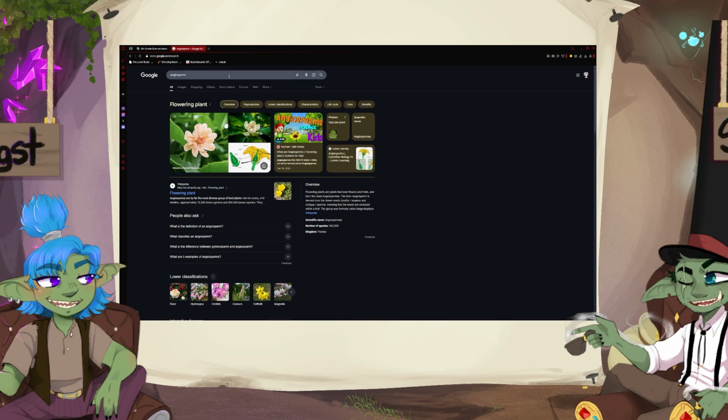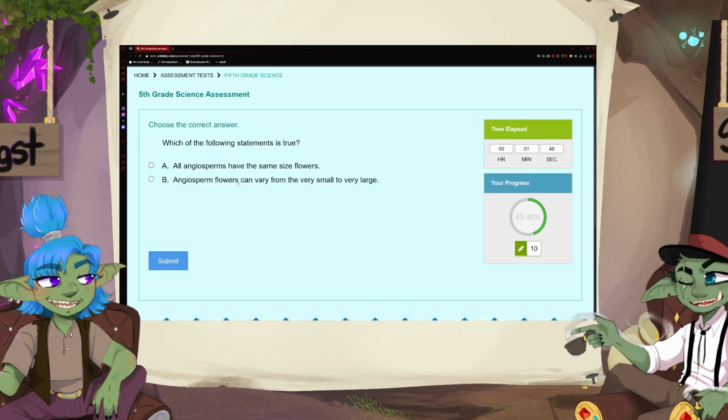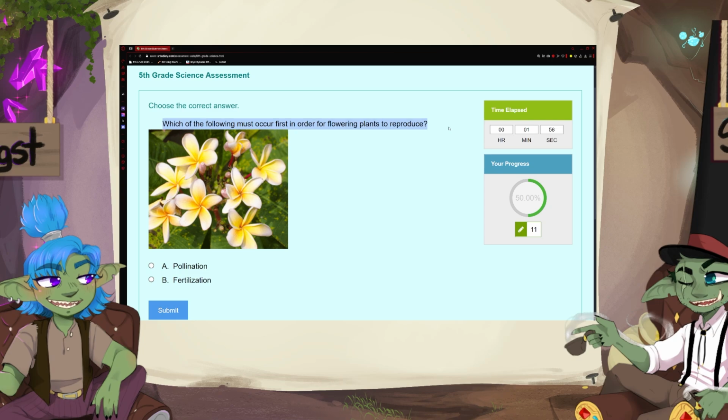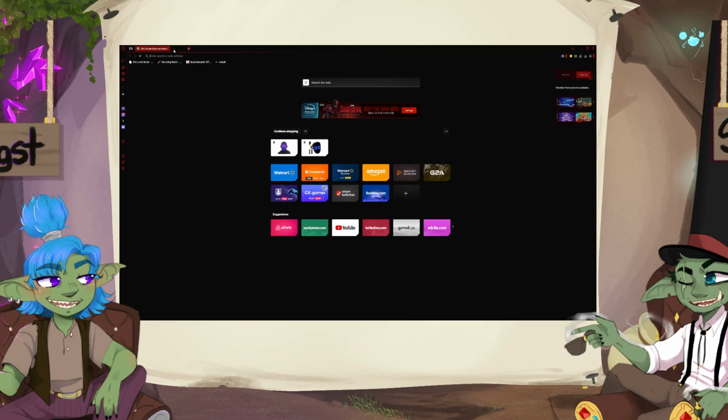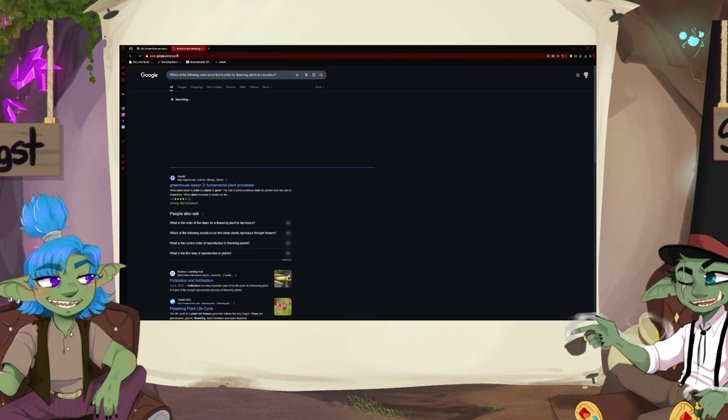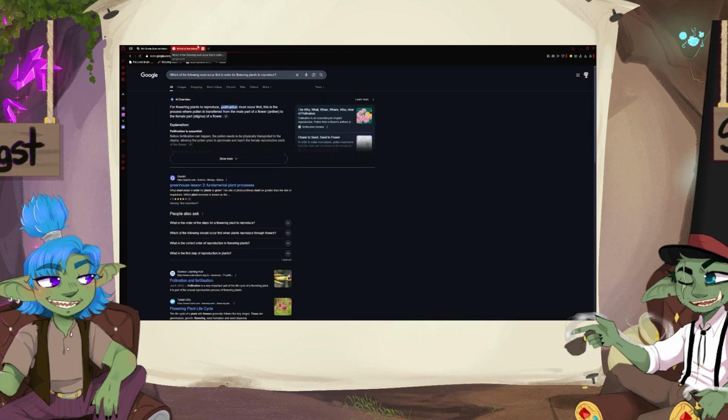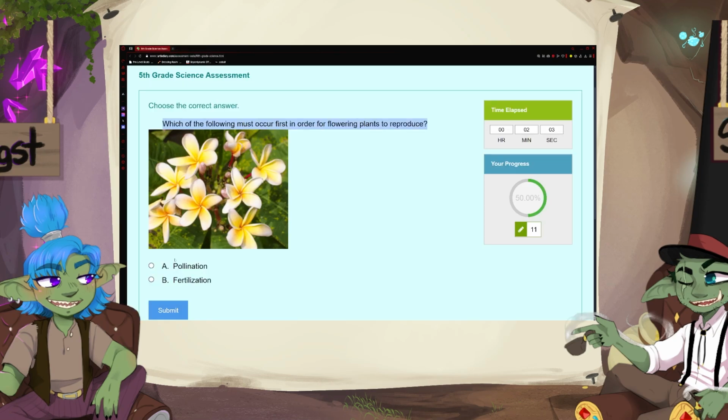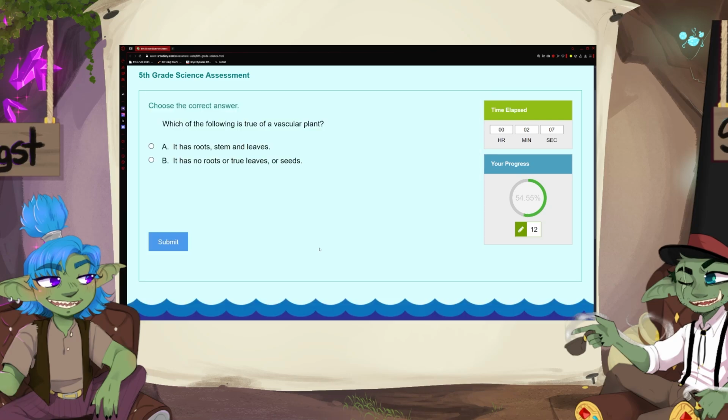Angiosperm. A large and diverse group of plants. Yes! I was right. So it is just from very small to very large. I knew it. Okay, this one. Pollination. Is it pollination? Yes. Smug was trying to convince me it was not pollination. Pollination. Okay. Get fucked, Smug. That's not nice. I'm sorry.